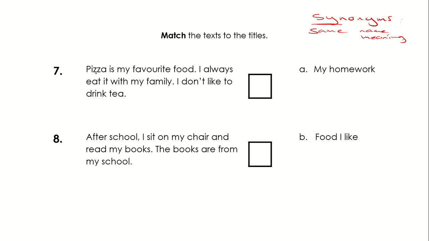So here it says, pizza is my favorite food. So favorite. Favorite is things that you like. You love them, right? I always eat it with my family. You see how we use the word always with something I like? I don't like to drink tea. So don't like means you probably will never drink it, right? I don't like to drink tea. So now, what are they talking about? They're talking about things they eat.